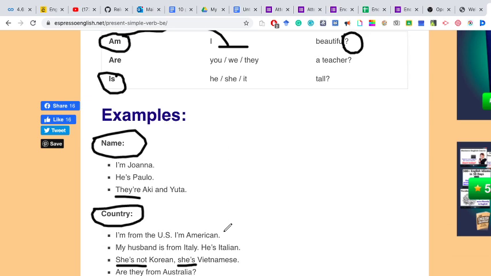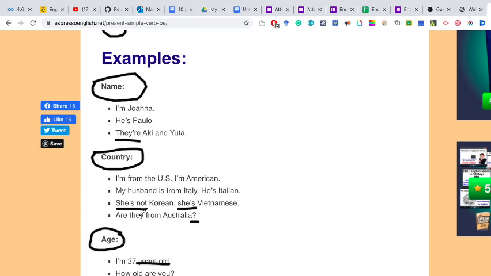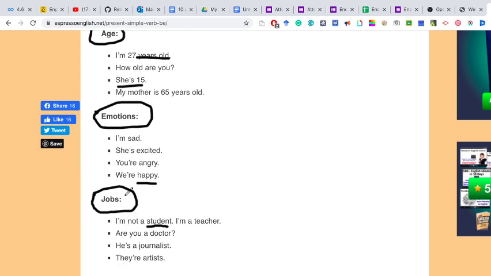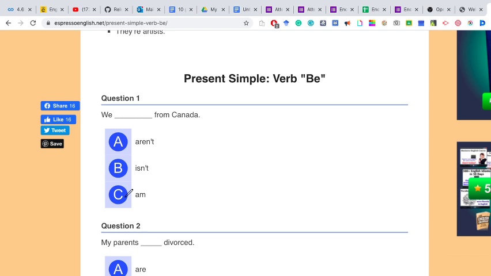And some examples of the use of the verb be. We use the verb be with names. I'm or he's Paulo. I'm Roberto. Country. We use the verb be also with countries. I'm from the US. With nationalities as well. With age. And with emotions and jobs. Over here I have a short practice.